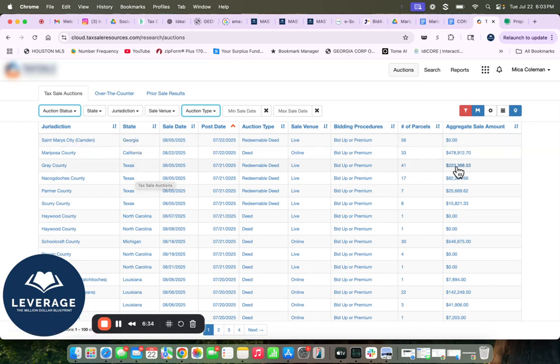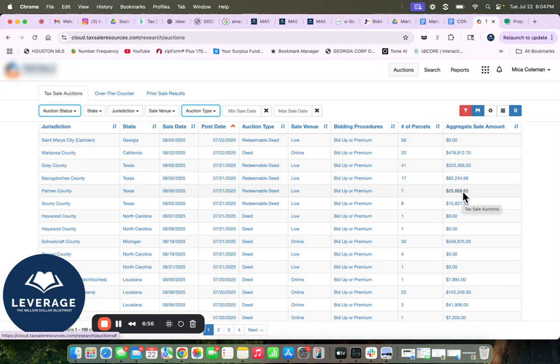I'm looking at Texas. For 41 properties, the opening bid is 223. This means that there's a lot of cheap properties. Okay, y'all, that means that if they start off cheap, the value is not going to be as high, which means that the overages aren't going to be high. So I wouldn't look at any of these.